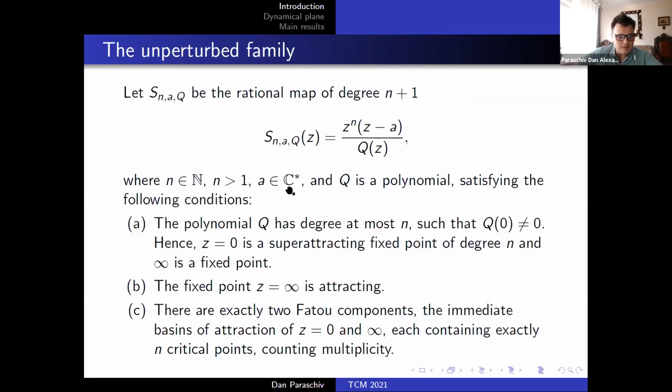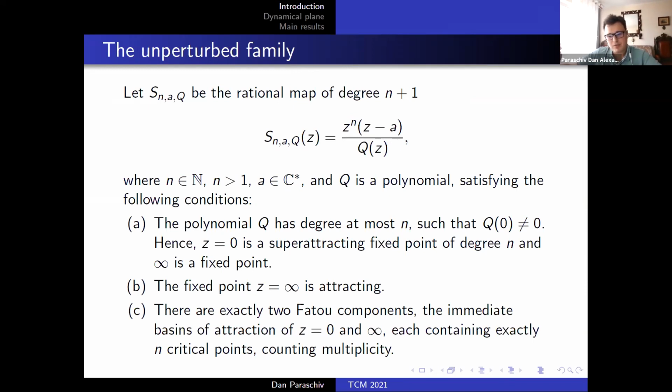Now we can move on to our work. We have initially studied perturbations for z to the power of n multiplied by (z minus a), which is a family studied by Pascal Roche. After proving most results, it has become clear that we have mostly used the topological properties of the map, so we have then tried to generalize it as much as possible.